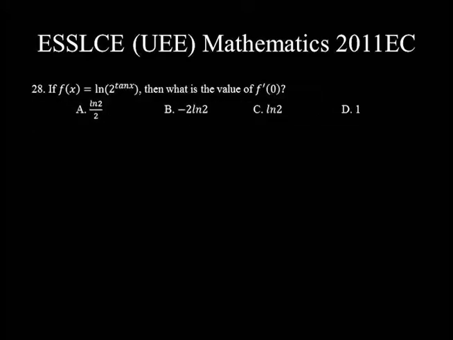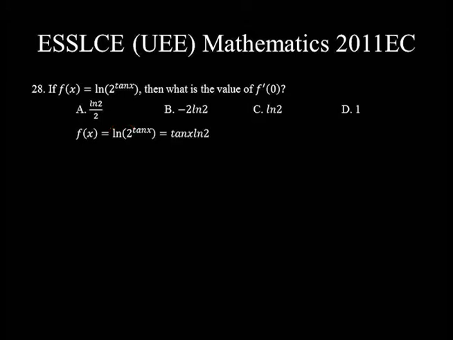Question number 28. If f of x is equal to ln 2 to the power of tan x, then what is the value of f derivative at 0? F of x is equal to ln 2 to the power of tan x. From the properties of logarithm, we have learned that this tan x can be brought to the front and the expression becomes tan x times ln 2.